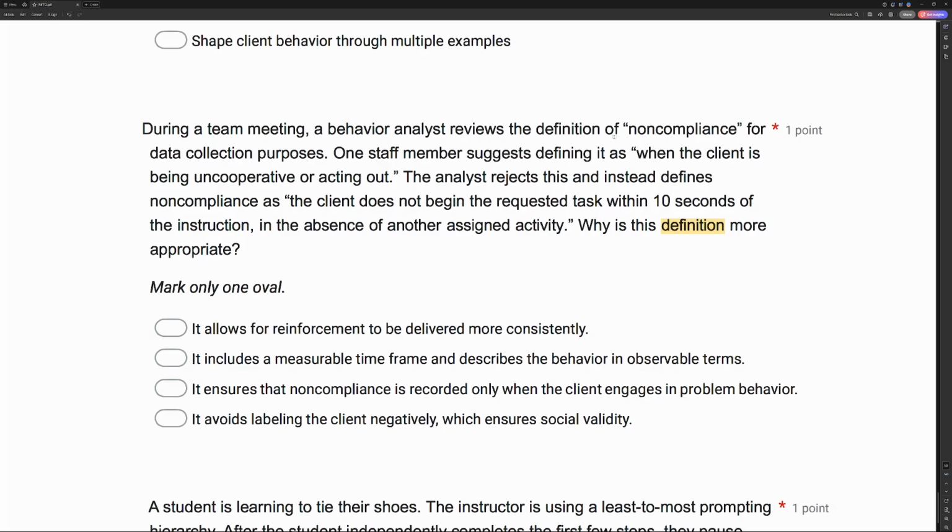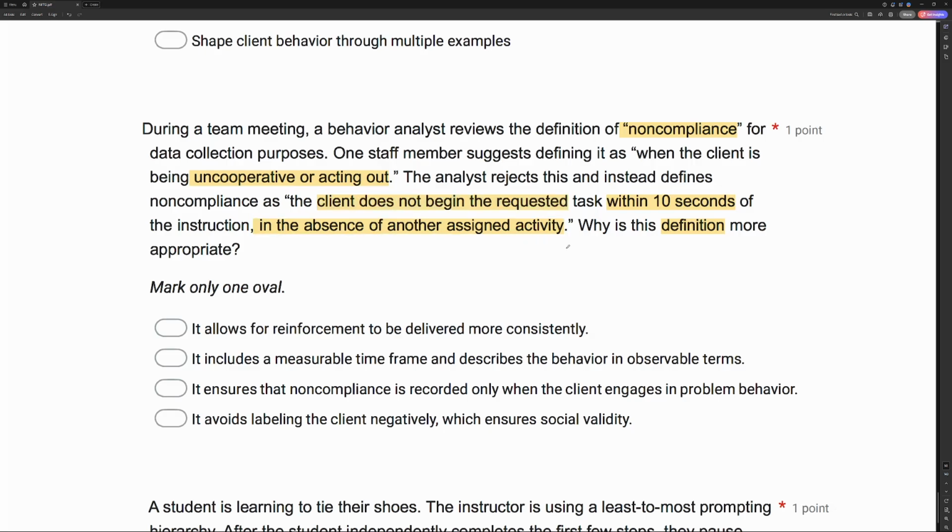Now, if we look at the first definition of noncompliance, when the client is being uncooperative or acting out, a couple issues. What are we measuring? How do we justify uncooperative or acting out? Because to me, that may be something different than to you. It's just not very specific. It's kind of subjective. If we look at the analyst's definition, the client does not begin the requested task within 10 seconds of the instruction in the absence of another assigned activity. So it's complete. We're measuring something, and it's pretty easy to identify.